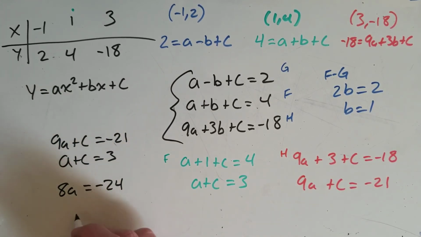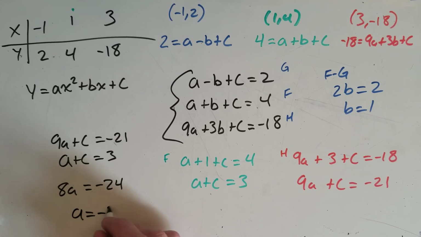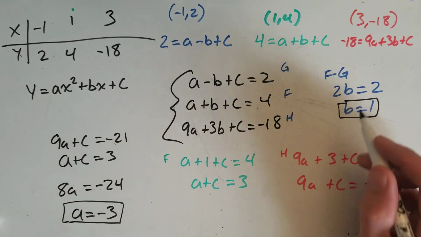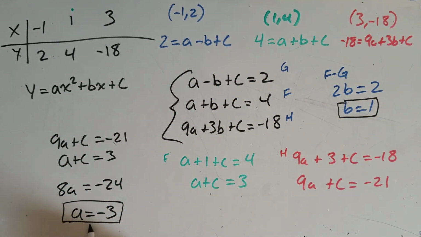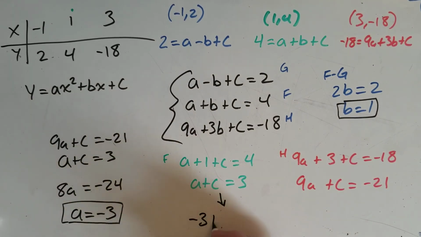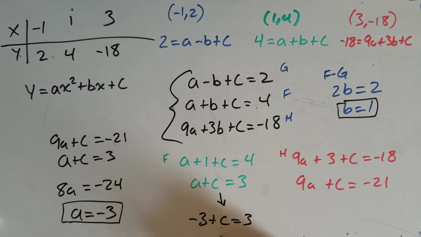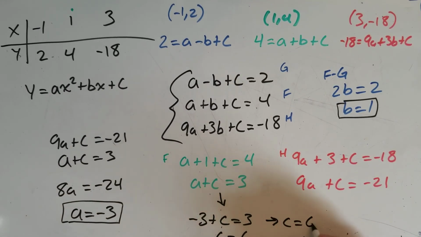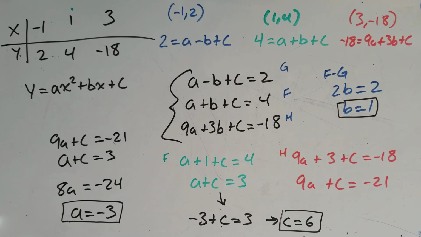And when we divide by 8, negative 24 divided by 8 is negative 3. So a is negative 3. b is equal to 1. If a is negative 3, I would just go right here. Negative 3 plus c equals 3. So therefore, c is equal to 6. So we have all the values that we need.